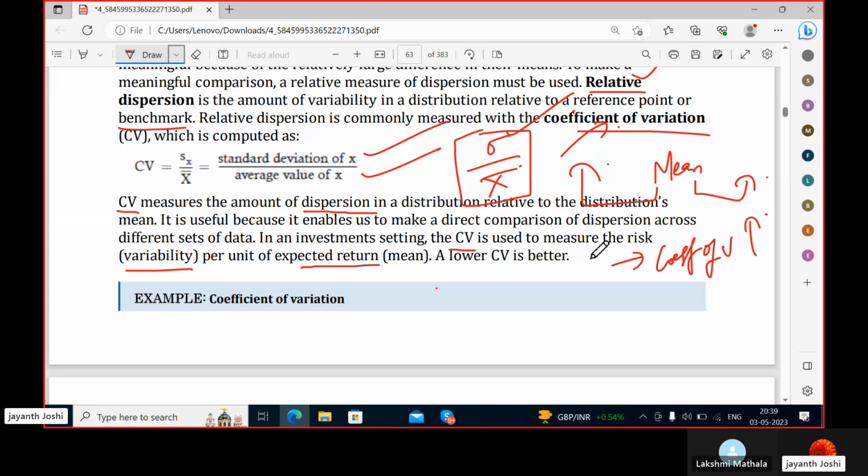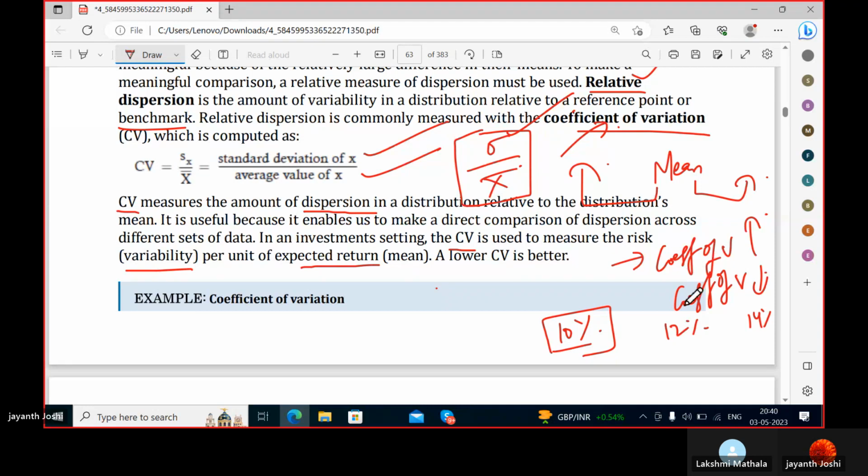Are you understanding? Yes, sir. If the coefficient of variation is less, it will be less risky, with less variability, and very much near to the expectation. Expectation is nothing but what you want. You want a security to give 10% returns, the average return it should give, but one security is giving 12% and another is giving 14%. Which is more risky? The 14%. Why? It is more away from the expectation. Correct or wrong?